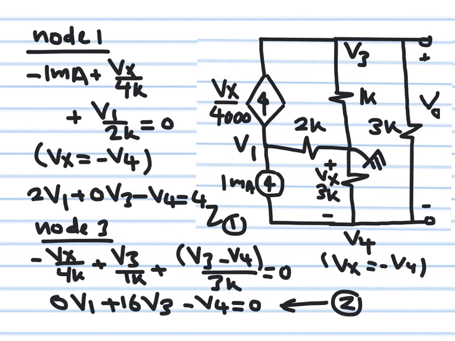So now I took node number 2 to be ground. So now I have three unknowns, V1, V3, and V4. V4 is not ground anymore. And when I say V1, I mean V1 relative to node 2, V3 relative to node 2, V4 relative to node 2, which is now ground. Again, we have three unknowns, and I need three equations.